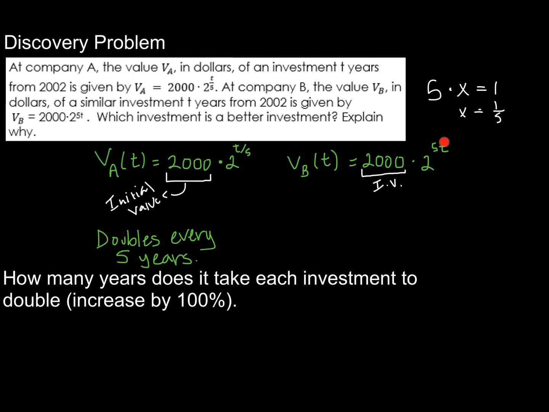So when t is equivalent to 1/5, then I will have 2 to the 1, 2 to the first power, which will double my investment. So notice I don't even have to wait a whole year, I just have to wait 1/5 of a year. Okay, let's read this statement. We're saying that the investment doubles every 1/5 of a year.